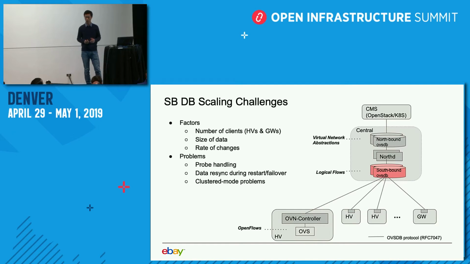Okay, so the next bottleneck is the southbound DB. For the southbound DB, it's obvious because it's a centralized database. And if there's a lot of clients connecting to this central DB, for example, 1,000 hypervisors or 2,000, even more, it's easy to become a bottleneck. So it's related to the number of clients, and also it's related to the size of data. And also the rate of changes will also impact this scalability.